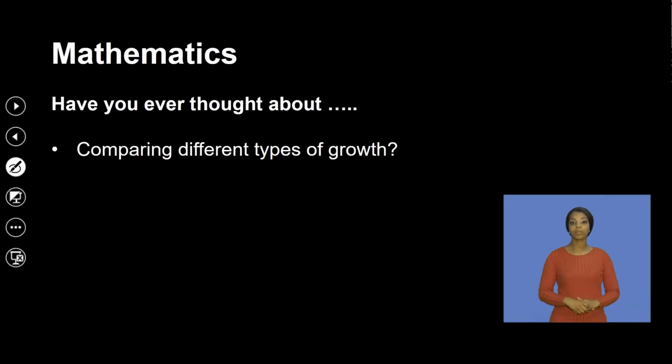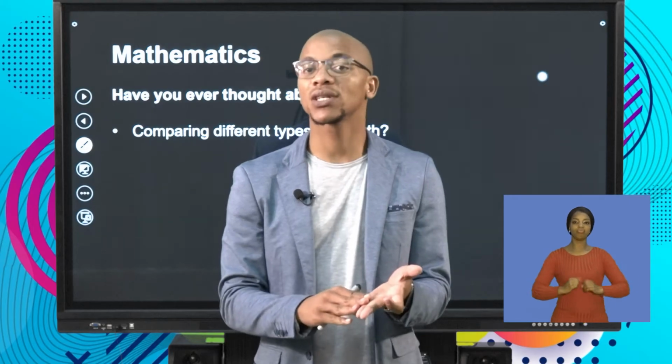Have you ever thought about comparing different types of growth? When I say comparing different types of growth, it's if you have a certain amount of money that you want to save, do you just take a moment and compare which one will give you the best benefit? Or do you just take whichever one comes your way? And remember, you have three types that you can choose from. It can be your simple growth, your compound growth, and also your random growth.